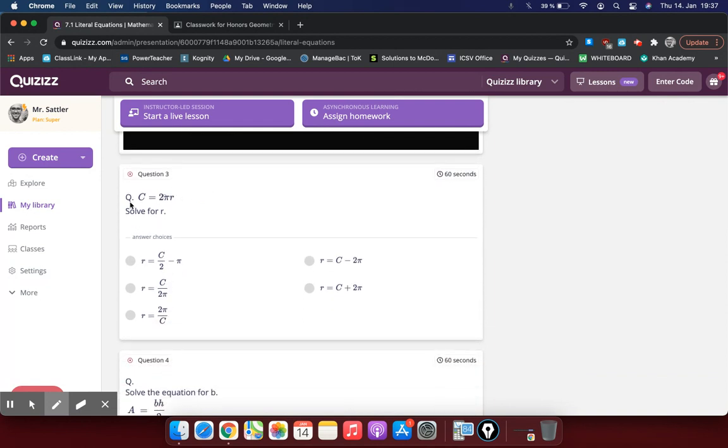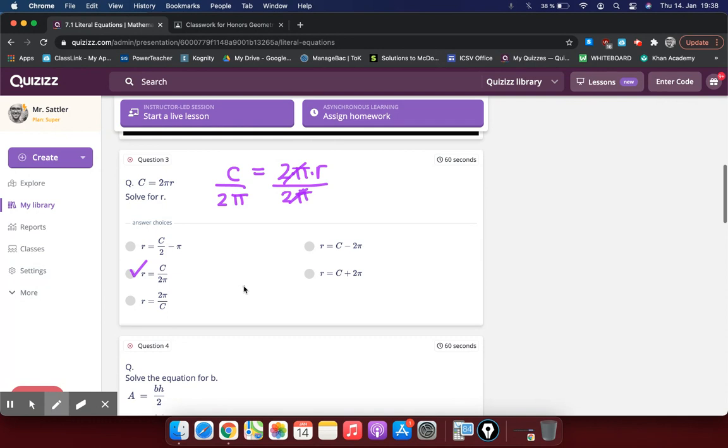So if we want to solve this equation for r, this is all multiplication. In order to undo multiplication, we would do division. And since there's three things being multiplied, we can divide two of them at a time. So I can divide both sides by 2 pi and just leave pi sort of like a variable, even though it's not. And that's it. That's the only step for this first one. So r equals C over 2 pi. It doesn't matter if the r is on the right. We can switch it.